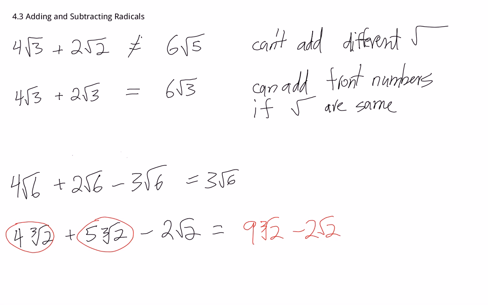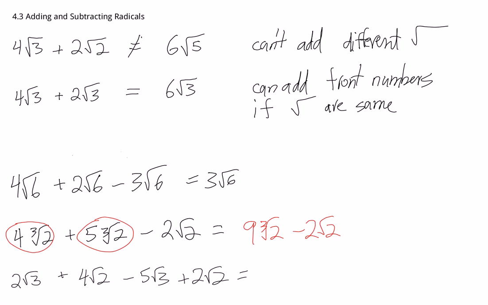So if parts of the question can't be combined, you just leave them separate. If they can be, then do so. And it works the same if you had different numbers. So if I gave you 2 root 3 plus 4 root 2 minus 5 root 3 plus 2 root 2.